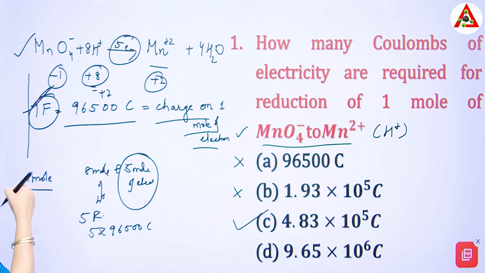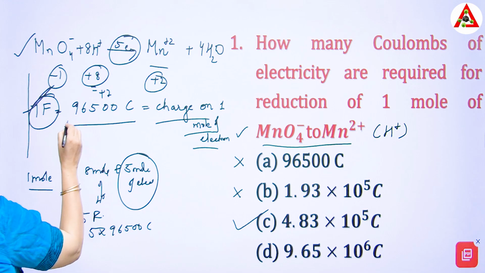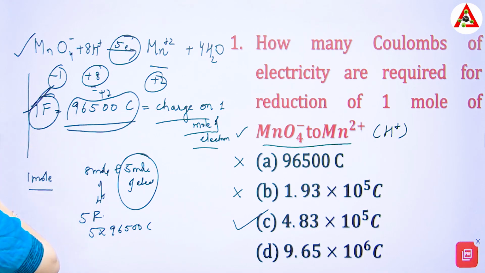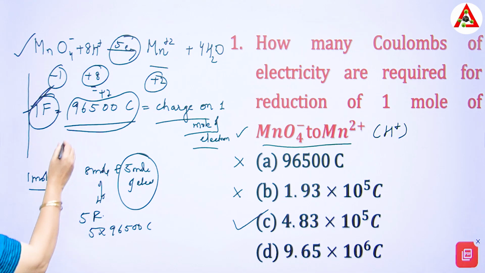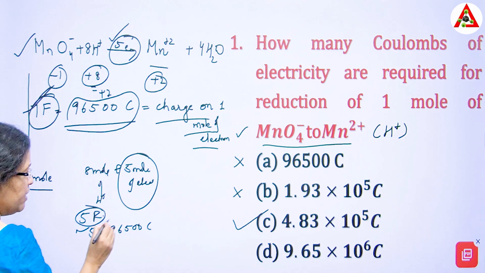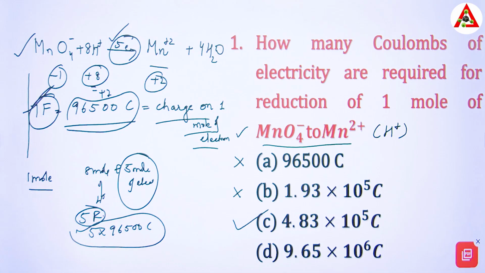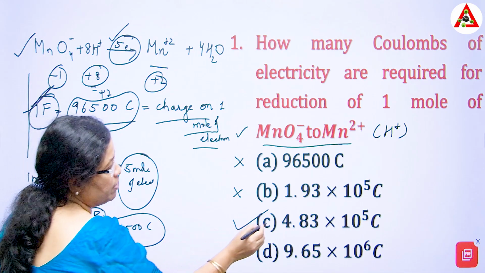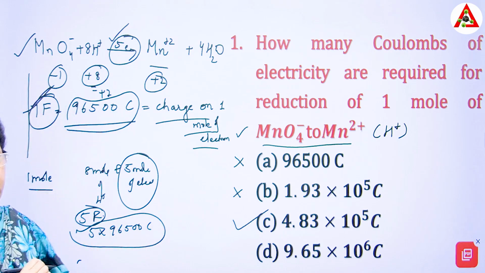So 1 mole of electrons has a charge of 96500 coulomb, and the credit goes to Faraday. This work was done by Faraday. He calculated the charge on 1 mole of electrons. We knew the charge on 1 electron, then he calculated it for 1 mole of electrons and it is 96500 coulomb. So we require 5 Faraday, or simply 5 into 96500 coulomb. That is, the answer will be 4.83 into 10 to the power 5 coulombs.